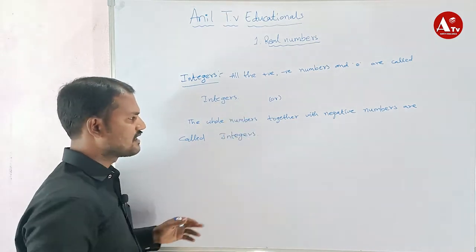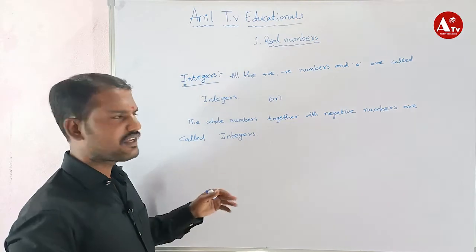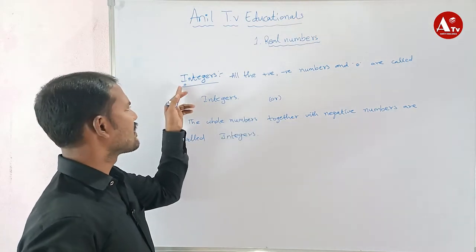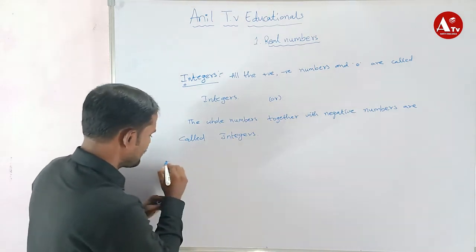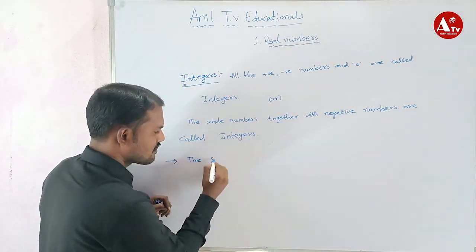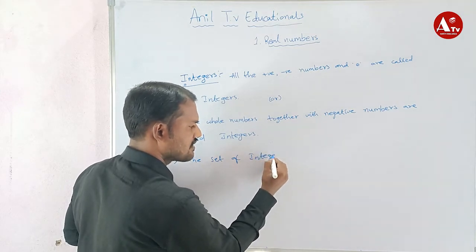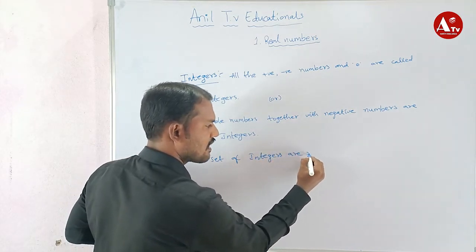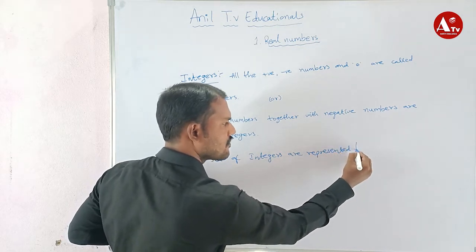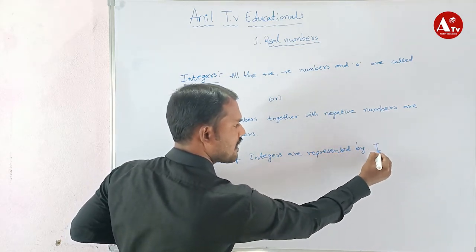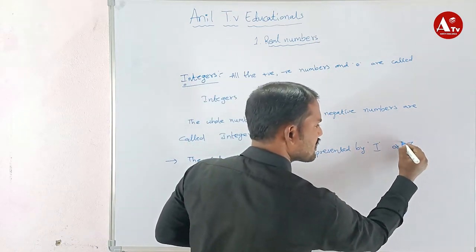And you know, children, integers are represented by what is your first letter? I. All the integers are represented by I. So here we can say the set of integers is represented by capital I, or sometimes by capital Z.